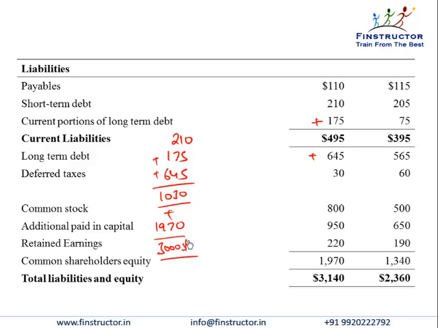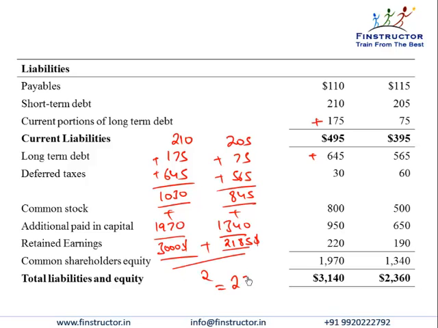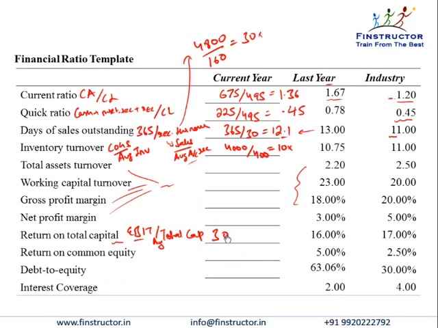We can similarly do the calculation for the beginning of the period. That will be 205 plus 75 plus 565, which comes out to be equal to $845, and we add to that the total equity at the beginning of the period, that is $1,340, giving a total capital at the beginning of the period as $2,185. So we can compute the average total capital as $2,592.5 and use it to calculate the return on total capital as 300 upon 2,592.5, that is approximately 11.57%.